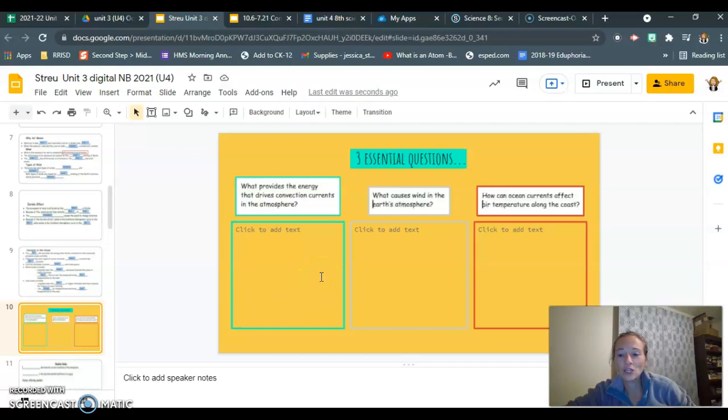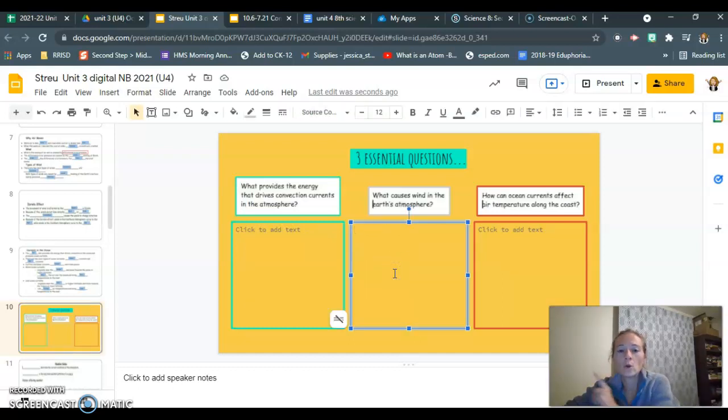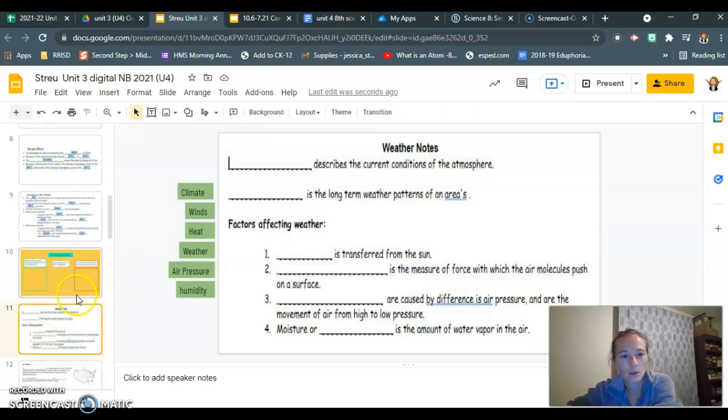On slide 10, you need to answer these 3 essential questions. What provides the energy that drives convection currents in the atmosphere? Answer here in a complete sentence. Middle one, what causes wind in the Earth's atmosphere? That does not have to be a complete sentence. And the red one, how can ocean currents affect air temperature along the coast? That should also be in a complete sentence. So you have sentences on the edges, probably just a word in the middle. All right.